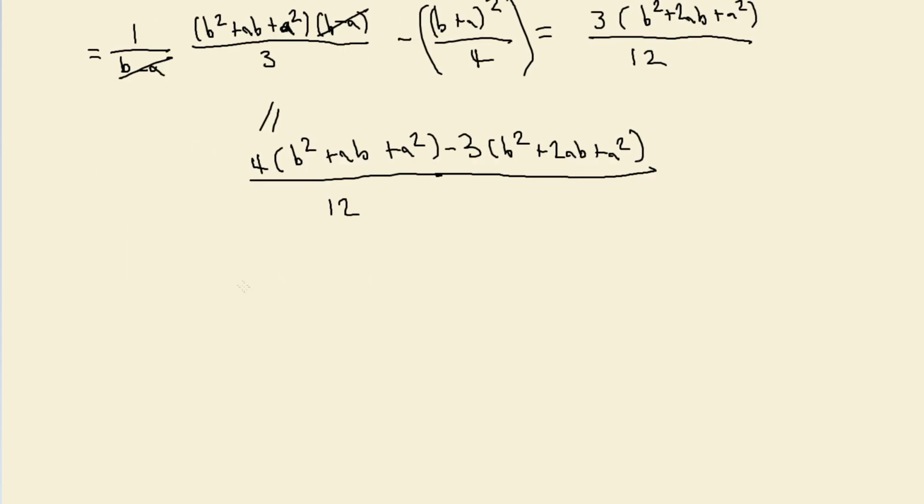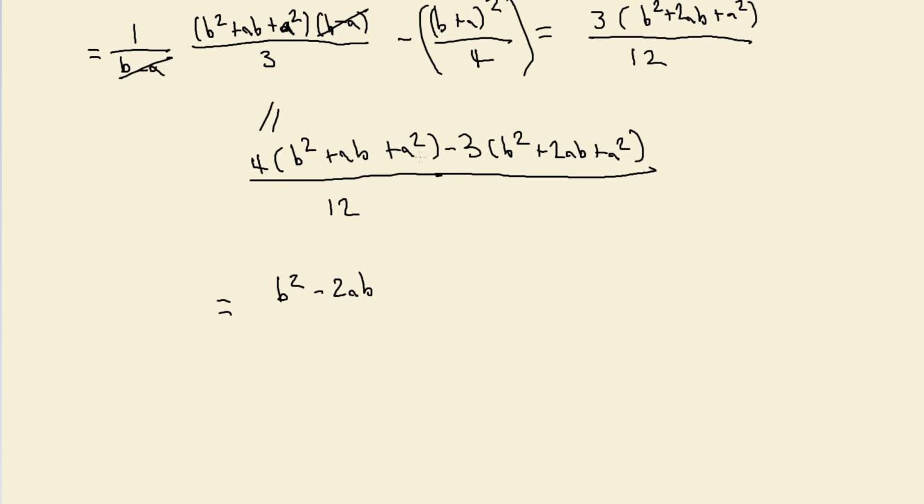Let's continue this simplification. And so here we're going to get 4b squared minus 3b squared. So that's just b squared. We have 4ab minus 3 times 2, which is 6ab. So 4 minus 6 is minus 2ab.